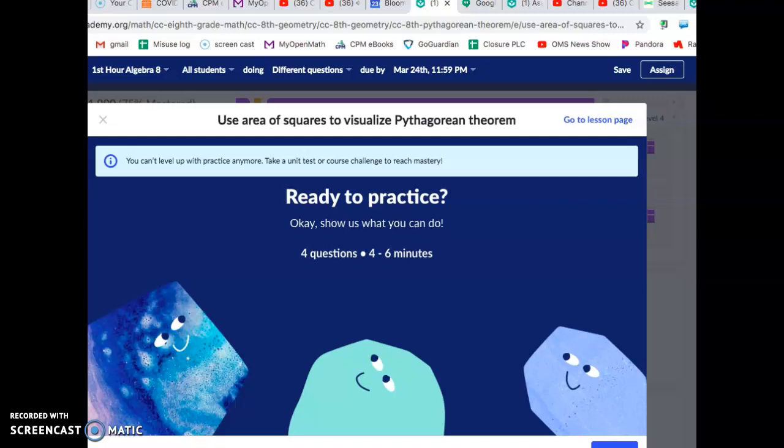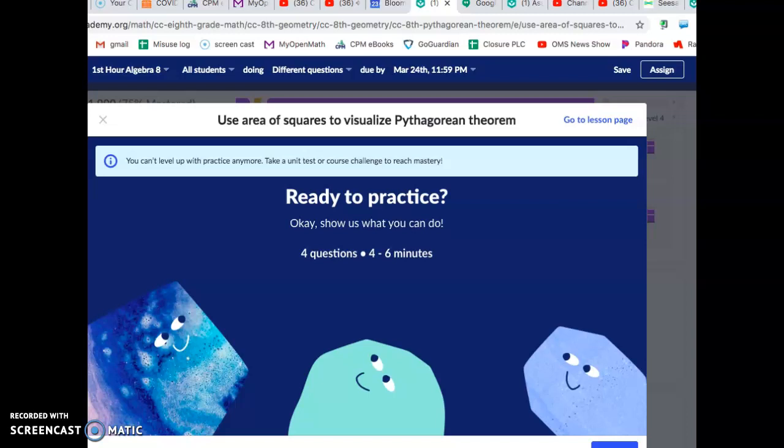Today's Khan Academy is use area of squares to visualize the Pythagorean theorem. If you've done the other three Pythagorean theorem ones, your knowledge of the Pythagorean theorem should be such that this one is probably going to be the easiest Khan you've done to date. But if you haven't done the other ones, then this one may not be so easy. So let's get started here.